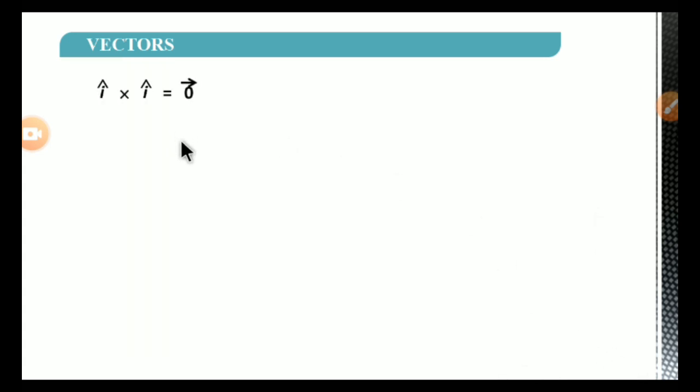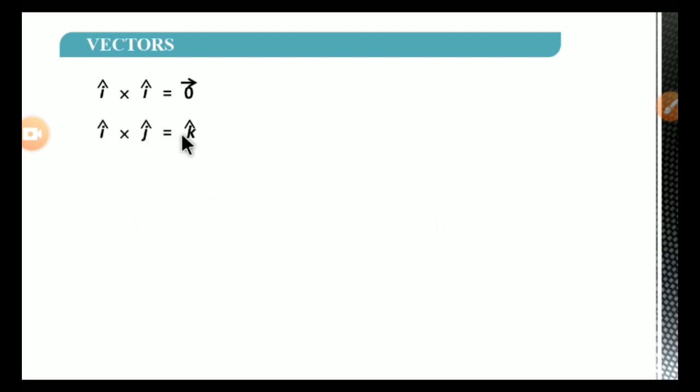Next, we will see the cross product of unit vectors. I cross I is equal to 0 vector, because both are parallel, because I is parallel to itself. So I cross I is equal to 0 vector, because I is parallel to I only.